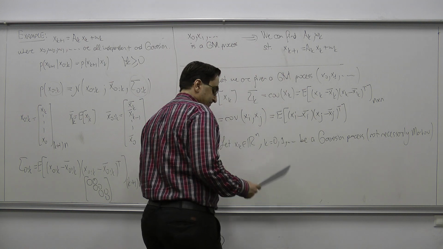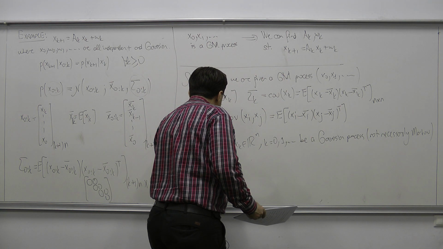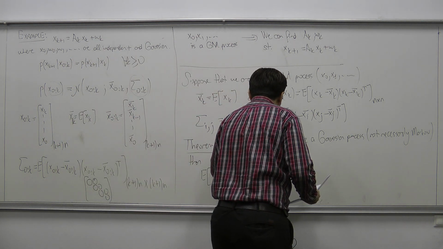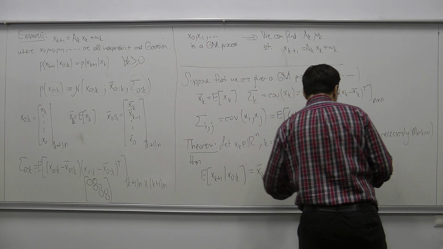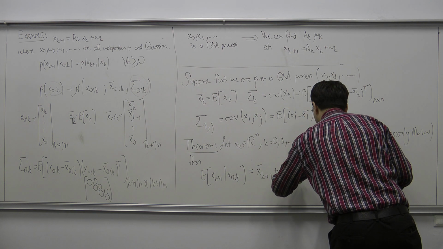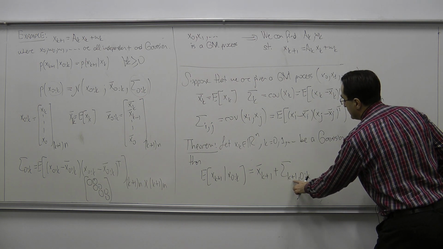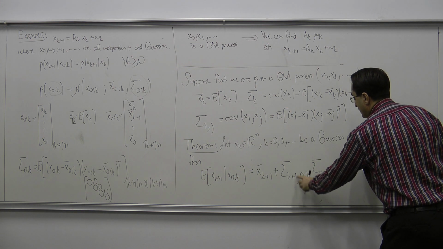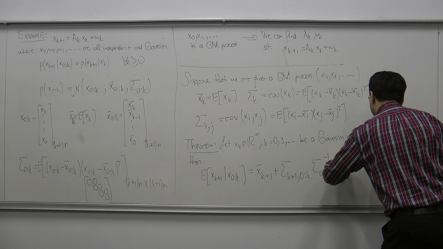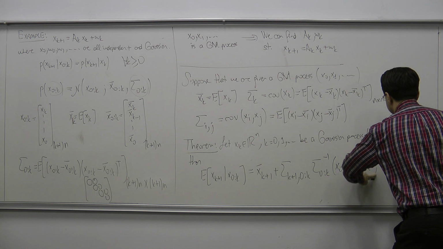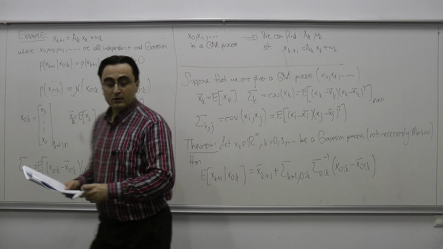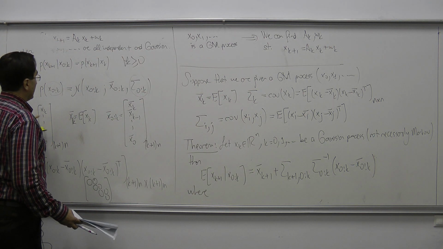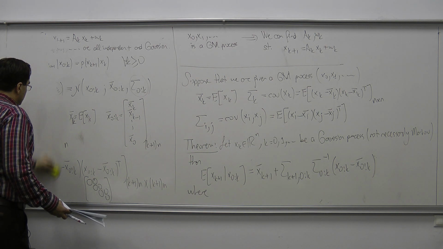Then the expected value of x_{k+1} given all of the previous states is equal to x_{k+1} bar plus a cross covariance of x_{k+1} with all of the previous states, times the inverse of the joint covariance of x_0 through x_k, times (x_0:k minus x_0:k bar). The theorem continues by defining these quantities. Actually, I have already defined them, but let us repeat them for the sake of completeness.